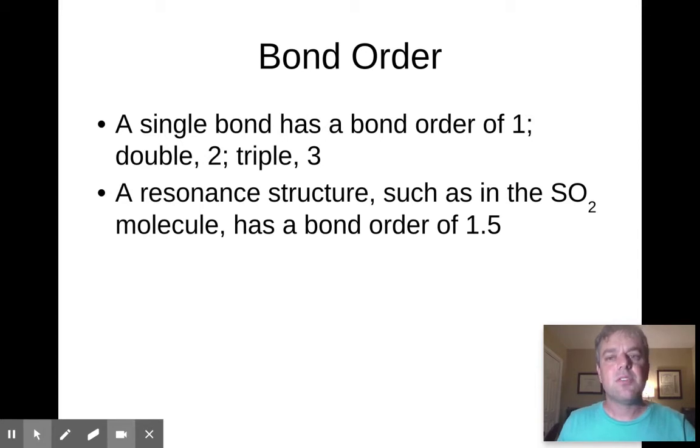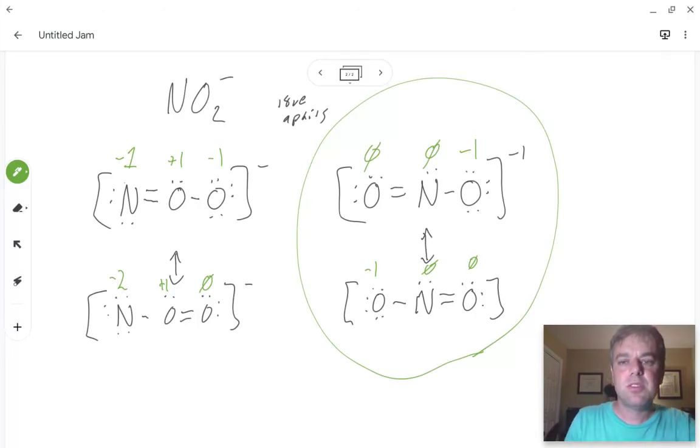Next thing to look at is bond order. You don't need to know too much about this, but for bond order, a single bond has what's called a bond order of 1, a double bond is 2, a triple bond is 3. If you have a resonance structure, such as in the SO2 molecule or in the NO2 minus molecule, essentially each of these would have a bond order of 1.5, because it's not a double bond and a single. This would be a bond order of 1 and a bond order of 2. We'd call that a bond order of 1.5.